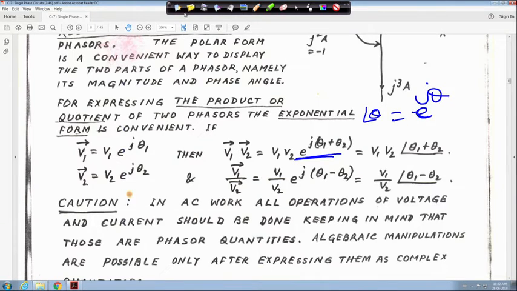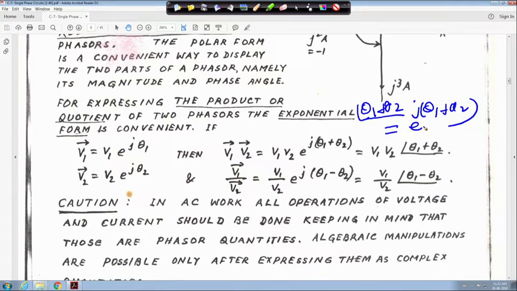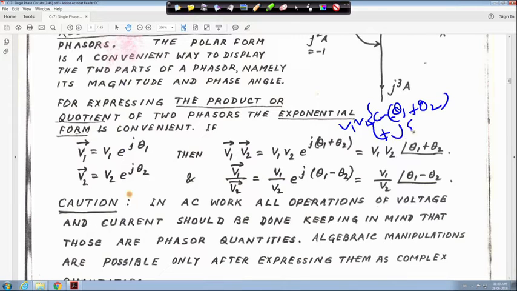So here, angle theta 1 plus theta 2 is equal to e to the power j theta 1 plus theta 2. That means this one is equal to V1 V2 in brackets, cos theta 1 plus theta 2 plus j sin theta 1 plus theta 2. So this is the way we write it. V1 and V2 are the magnitudes, and theta 1 and theta 2 are the angles of V1 and V2 respectively.